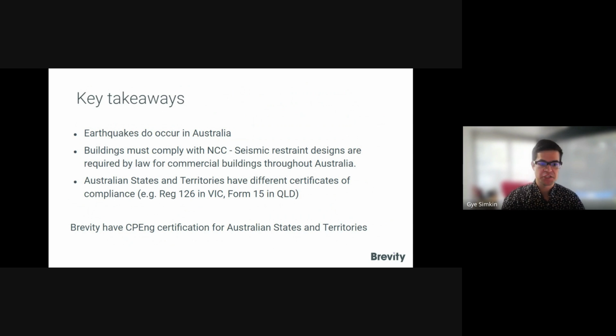And when you split down Australia into the different states and territories, there are different certificates for compliance, such as in Victoria, there's a document called the Reg 126, and in Queensland, there's a Form 15. So they all serve a similar purpose, but engineers need to be aware of that.